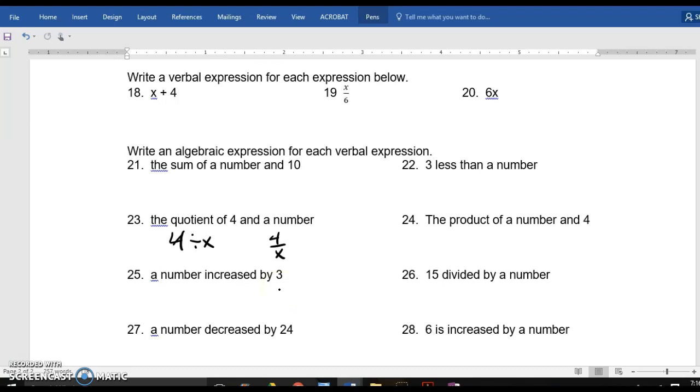30 out of 31. And now we're going to move on to the last quiz, which is the 1-3 to 1-6 quiz.